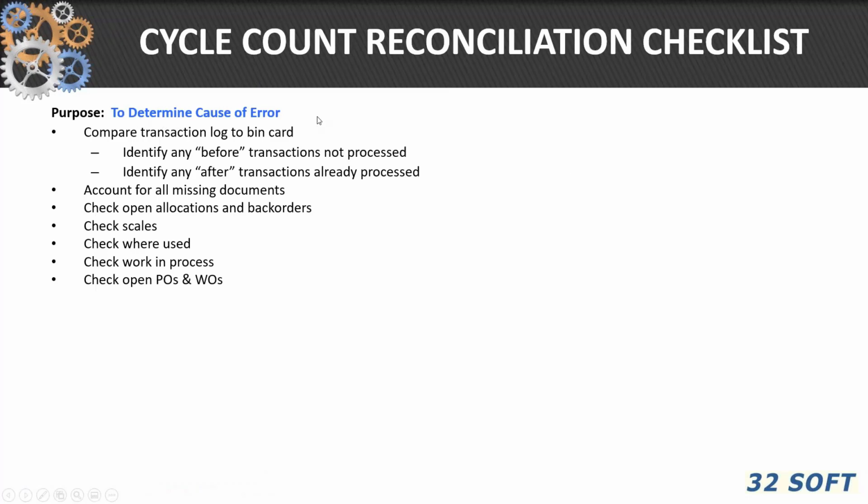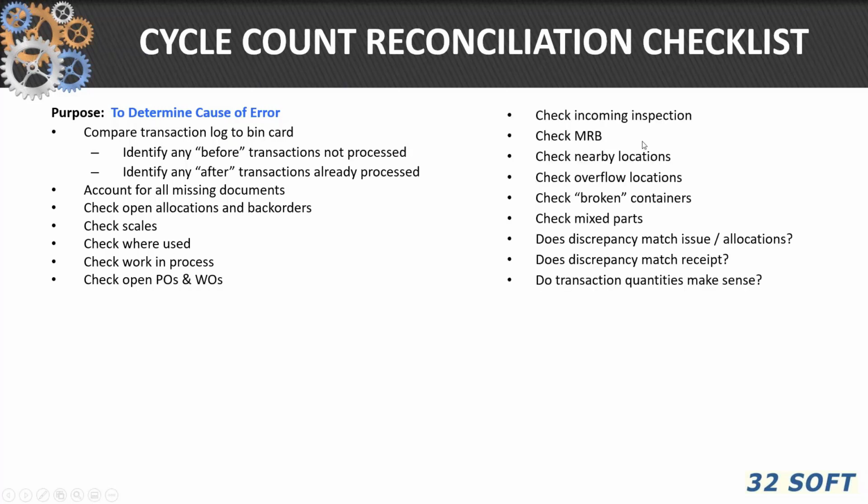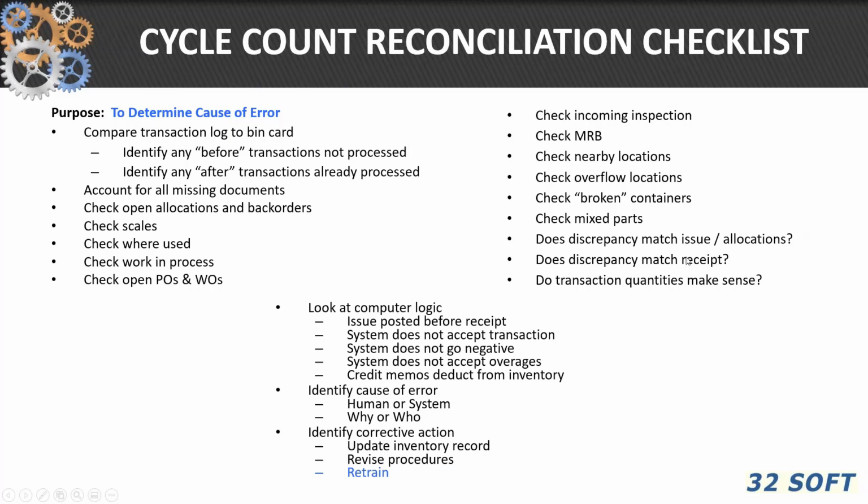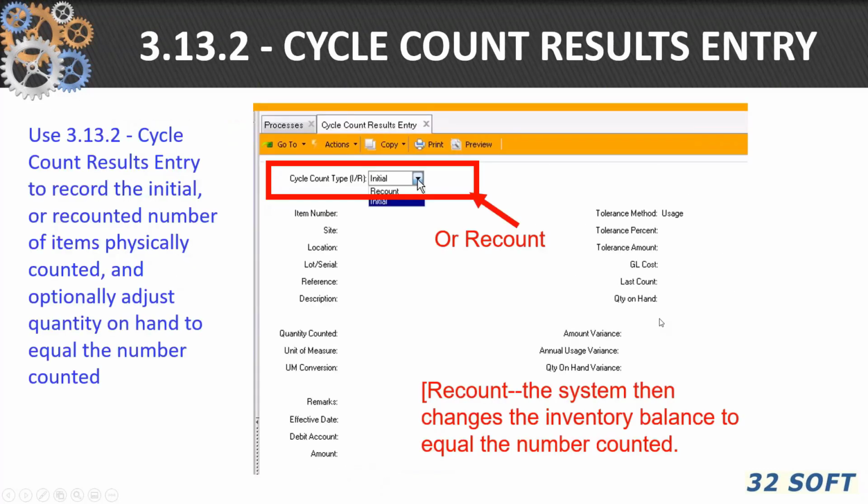And again, the basic goal is to determine the cause of the error. So check for all missing documents, check the where used, check incoming inspection, and check the MRB. And this is why you need trained individuals doing cycle count, because they really need to understand the whole flow of the product from the point of receipt in through the stockroom, out to the work orders, back in, and then finally into the shipping. And so you need to have a method of tracking and understanding what those are. So ultimately you retrain and eliminate the cause of those errors.